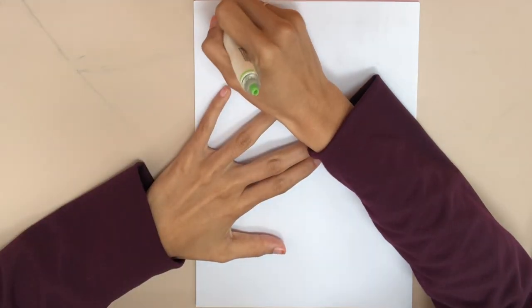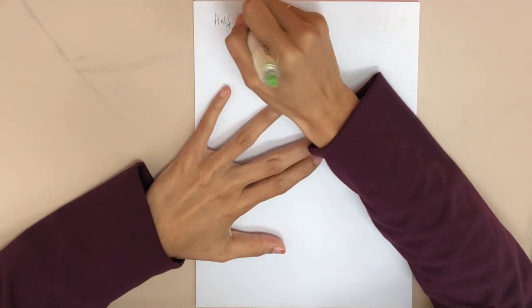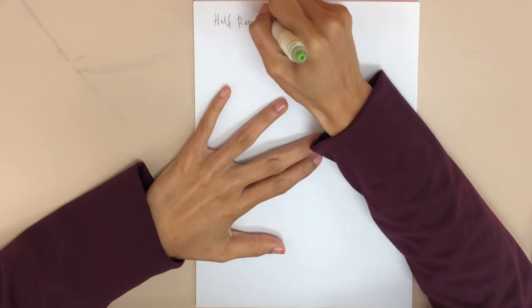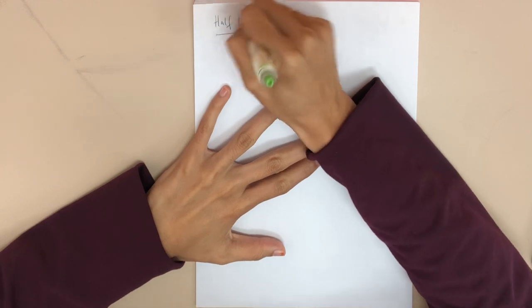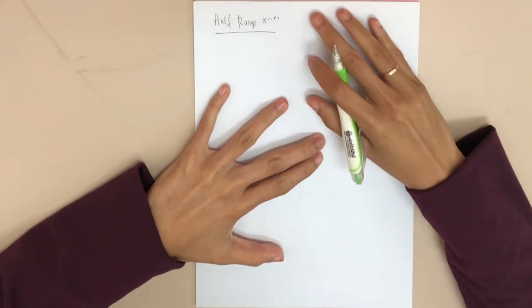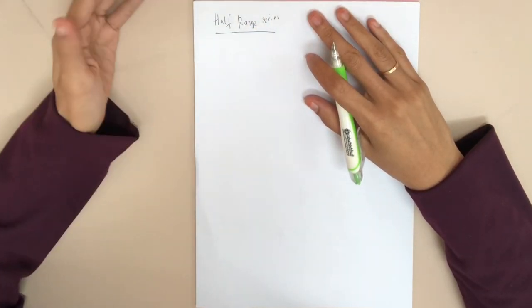Assalamualaikum again. This is to be the last subtopic for this chapter, Fourier series. The title of this one is half range series. Half range series is a part of Fourier series. What's the idea behind half range?